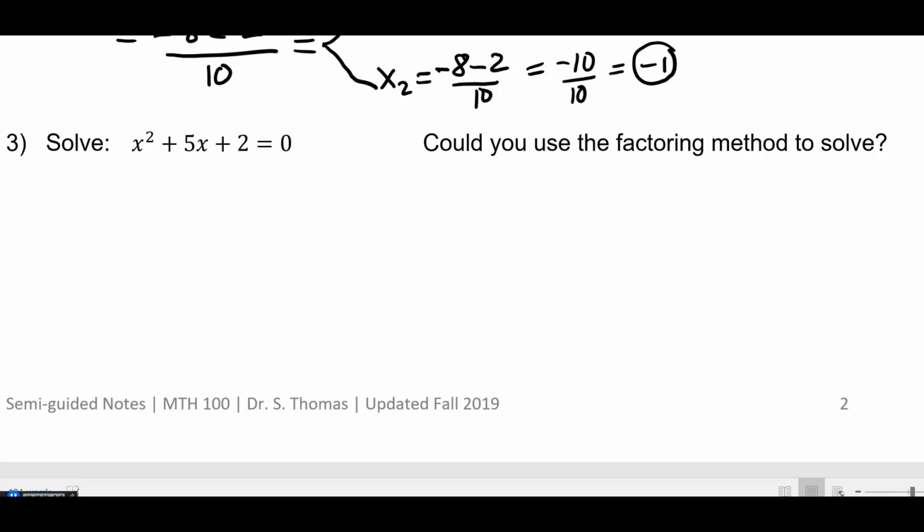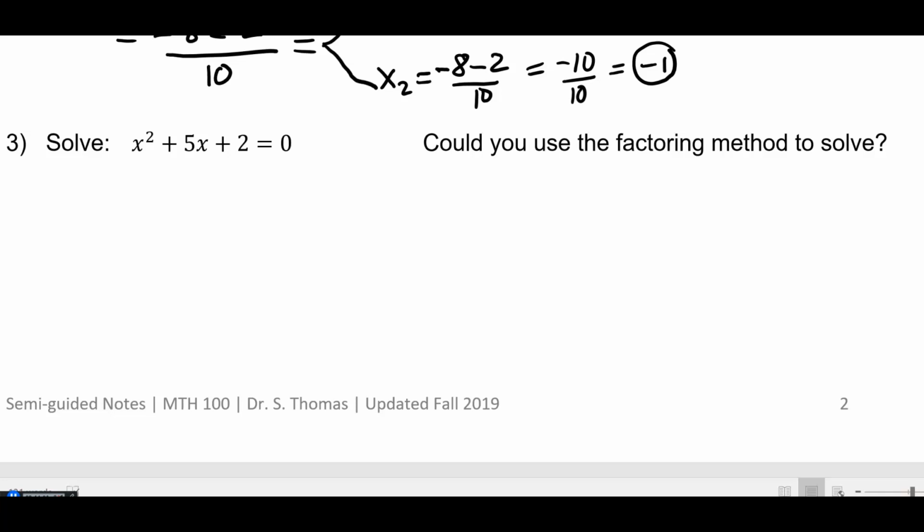If you said no, you are correct, because there are no factors of 2 that add up to 5. So you cannot factor this. In this case, you must use another method, and we're going to use the quadratic formula to come up with the solutions to this problem.